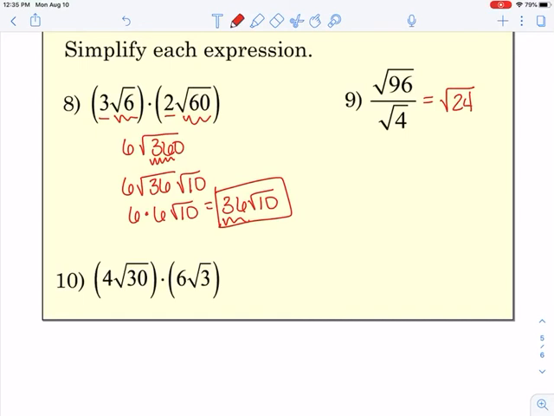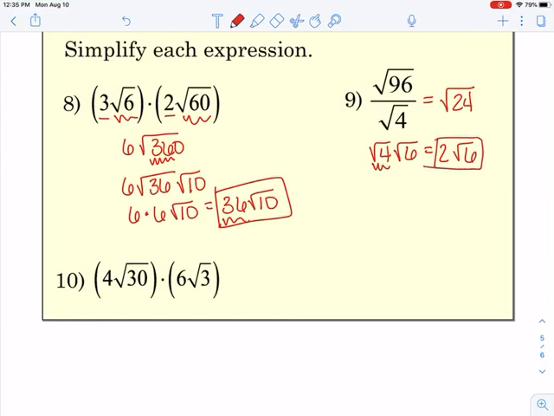Now that I've divided, now I need to simplify. So once again, I'm looking for the biggest perfect square that's a factor of 24. And it is going to be radical 4. And if you do 24 divided by 4, you'll get an answer of 6. So it's going to simplify into radical 4 times radical 6. And the number that's the perfect square there is that 4. The square root of 4 is 2, so I'll have 2 radical 6.